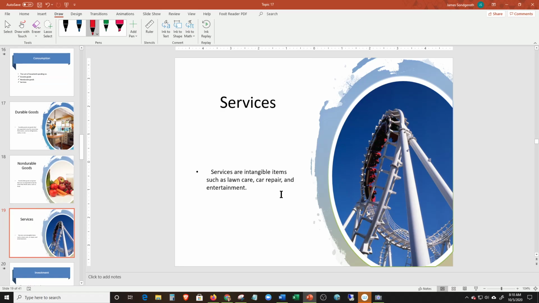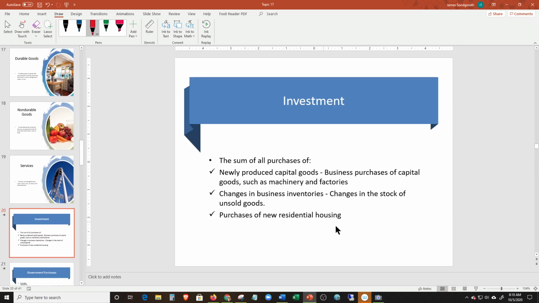Services are intangible items such as lawn care, car repair and entertainment, medical care, getting your hair cut, going to the beauty salon.